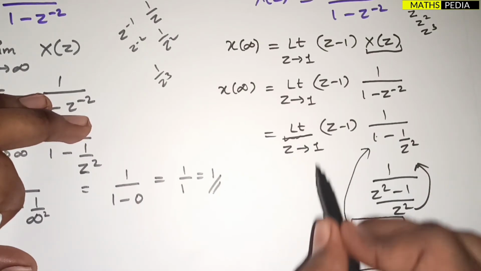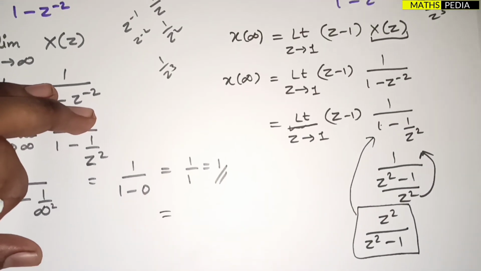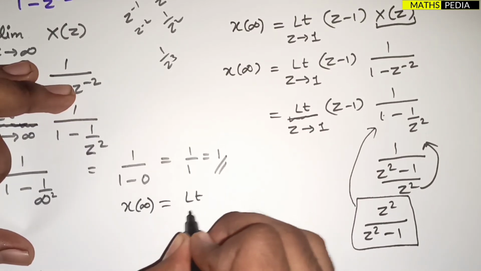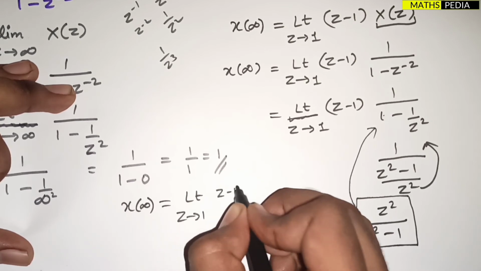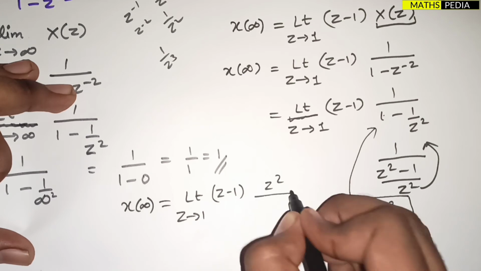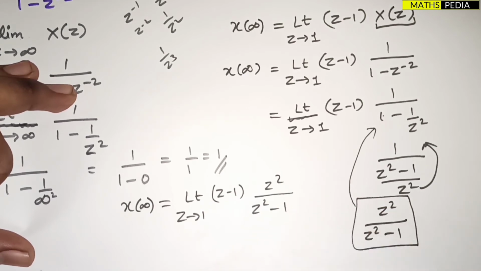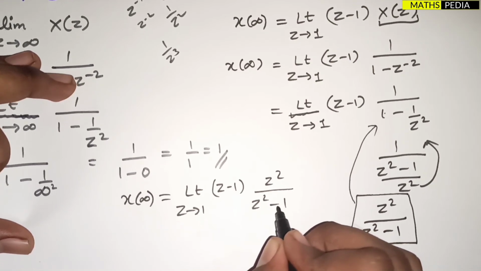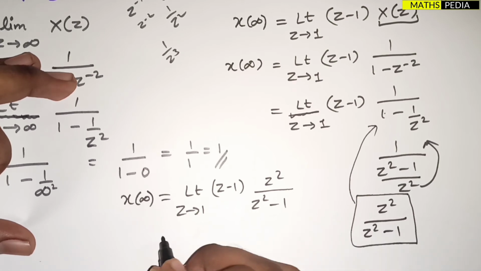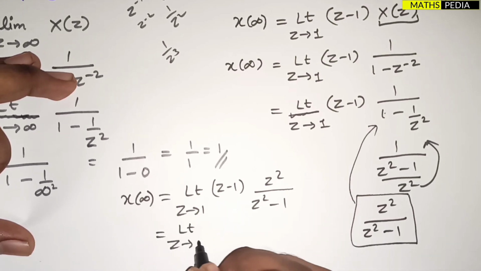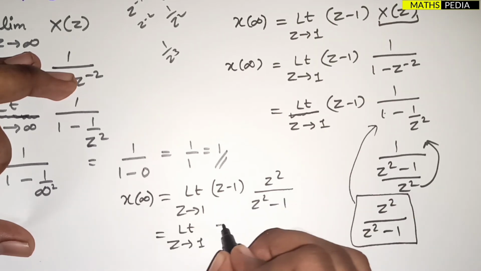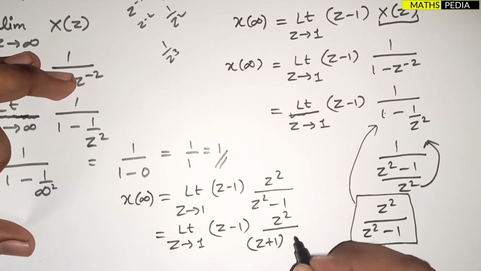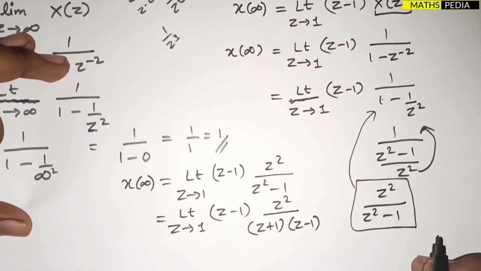Okay, if you want, you can write all the steps. So here I will just write it. So x of infinity will be equal to limit z tends to 1, z minus 1 into z square by z square minus 1. Okay, this thing only. Now here, observe carefully, z square minus 1, I can write it as what? This is a square minus b square, a plus b into a minus b. So this I can write as limit, still now I am just simplifying this equation, okay, z minus 1 into z square by z plus 1 into z minus 1. Okay, like this I can simplify.